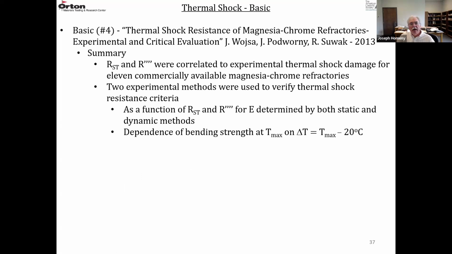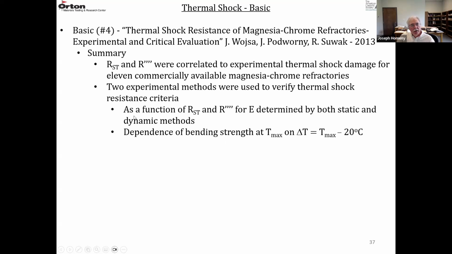So the last one I have here for basic refractories is thermal shock resistance of magnesia chrome refractories, experimental and critical evaluation. This is a newer experiment, 2013. So they measured RST and R4 prime. They were correlated to experimental thermal shock damage. And they evaluated 11 commercially available magnesia chrome refractories. And they used two experimental methods to verify thermal shock behavior.